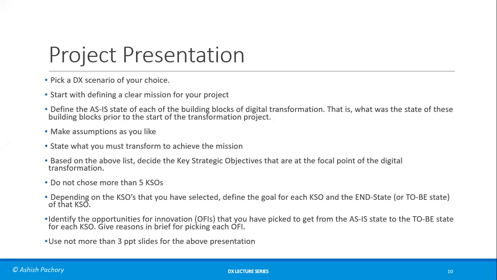In the template slide from the last presentation, there are some examples given of typical opportunities for innovation against each KSO. But you can also think through your own, applying your own innovation to work out new opportunities for innovation. What are the opportunities for innovation that you have picked from the as is state that you need to go from the as is state to the to be state for each case? Give reasons in brief for picking each case.